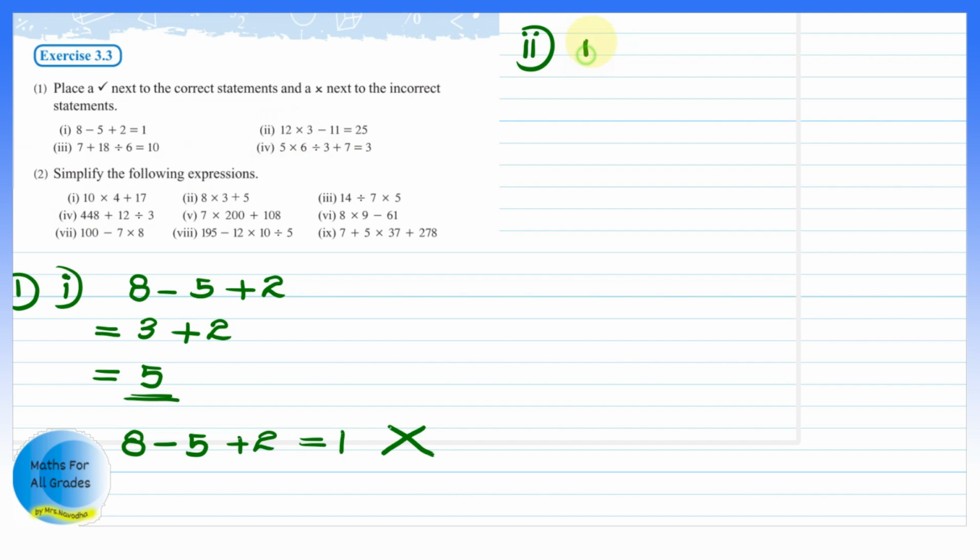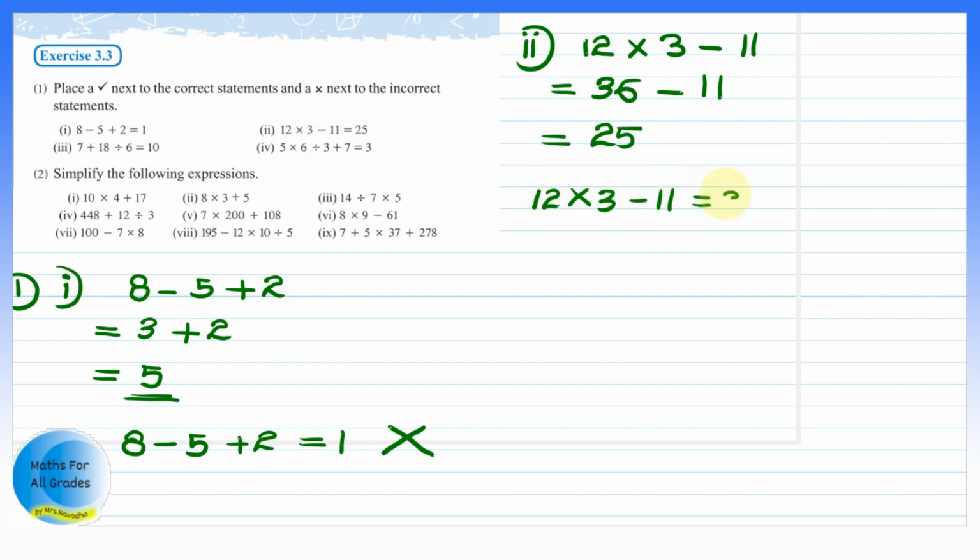Row number 2. 12 times 3 minus 11. So here they have given the answer is 25. Let's see if that is the answer or not. Here you got multiplication and subtraction. We are going for the multiplication first. 12 times 3 equals 36. 36 minus 11 equals 25. So yes, this statement is correct. Now let's write down the statement. 12 times 3 minus 11 equals 25. And this statement is correct.